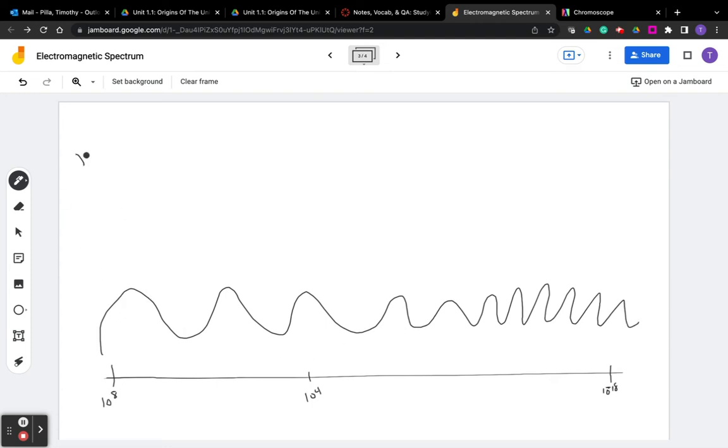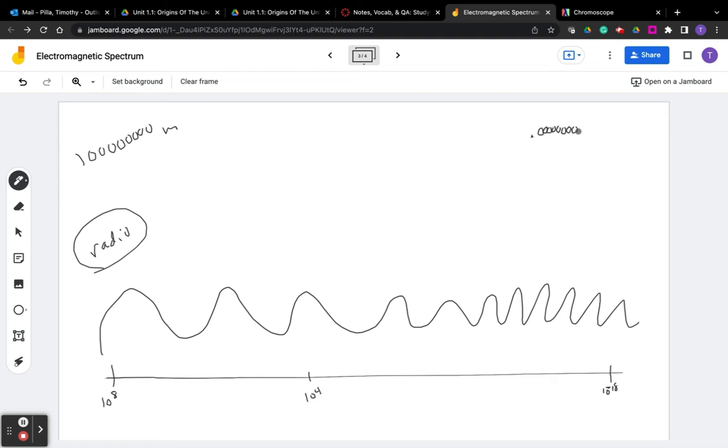10 to the 8th, that's 1 with 8 zeros, 3, 4, 5, 6, 7, 8. That's how many meters long these waves are. That's like radio waves are that big. They're huge. And also, radio waves have a super long wavelength. They have low energy. We use those for a lot of different technologies, and they don't hurt us, like the radio in your car.